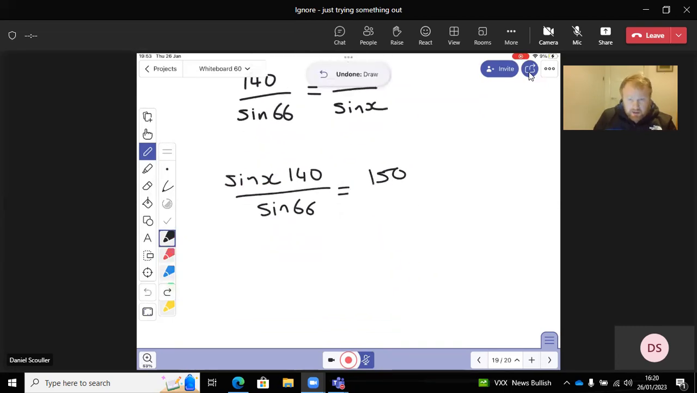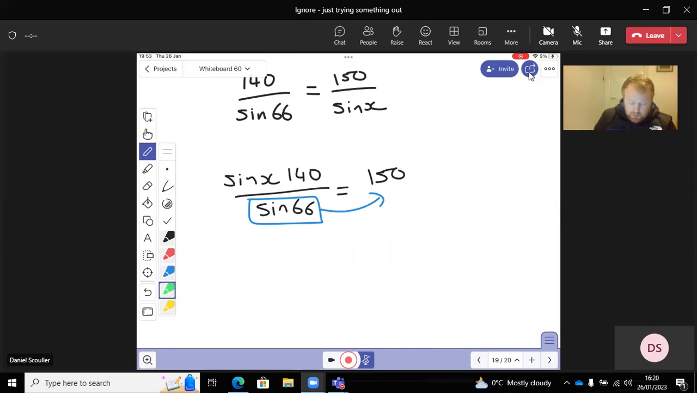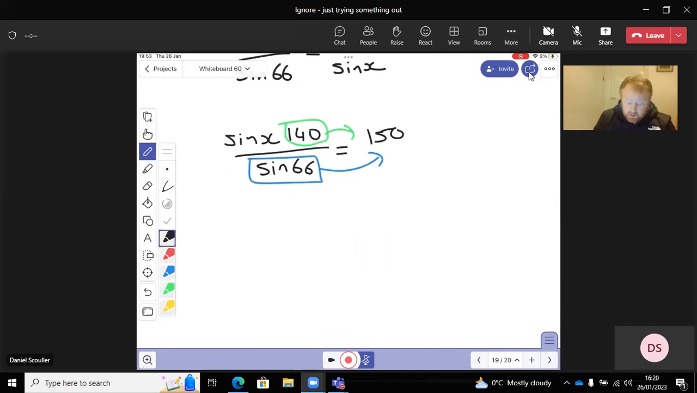Now I want to isolate sin x, so I want to move this across. So divide on the left hand side so it becomes a multiple. At the same time, I'm going to move this 140 across and it's going to become a divide, because it's a multiple on the left hand side. So I'm going to leave myself on the left hand side with sin x. I'm going to have 150, and you don't have to write that multiple sign, but I'll write it just for simplicity, all over 140.